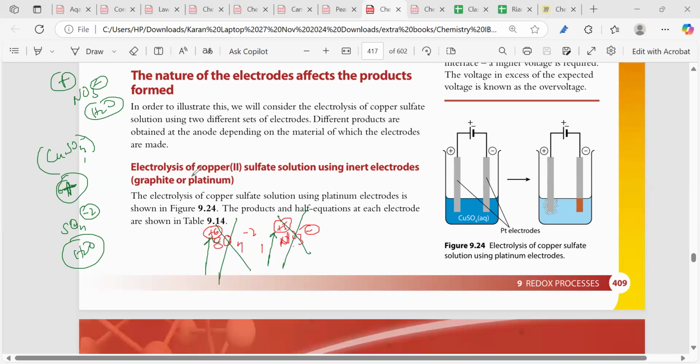Instead, water will be going and giving out oxygen. Okay? Is it clear, Mahin? Understood this concept, Mahin? Got it?